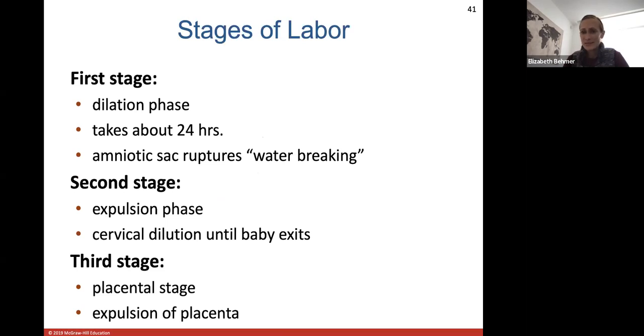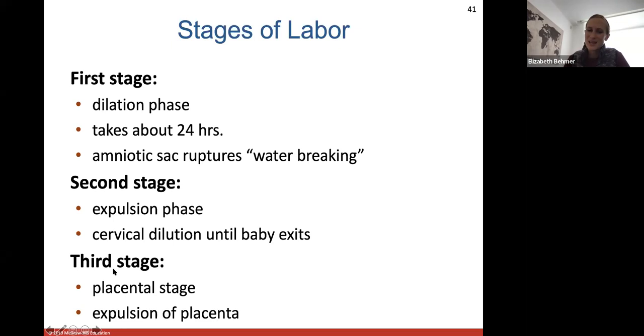The dilation phase is when the cervix dilates up to 10 centimeters. It takes about 24 hours. I mean, that 24 hours, it can be 2 hours, it can be 36 hours. The amniotic sac will rupture, and that's what causes the water breaking, or the amniotic fluid within the sac to break. So that's what would exit out of the female. The second stage is the expulsion phase, where the cervical dilation is complete and the baby exits.